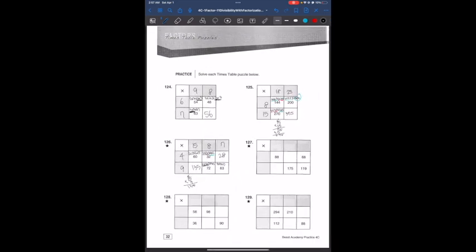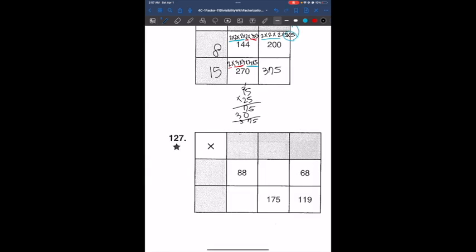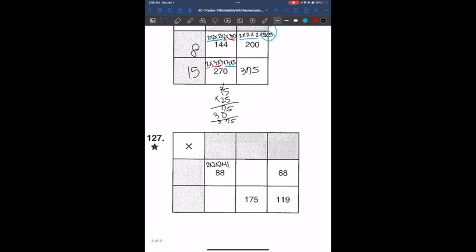Now we have problem 127. Again, doing the same thing. 88 can be expressed as 2 times 2 times 2 times 11. 68 is expressed as 2 times 2 times 17.